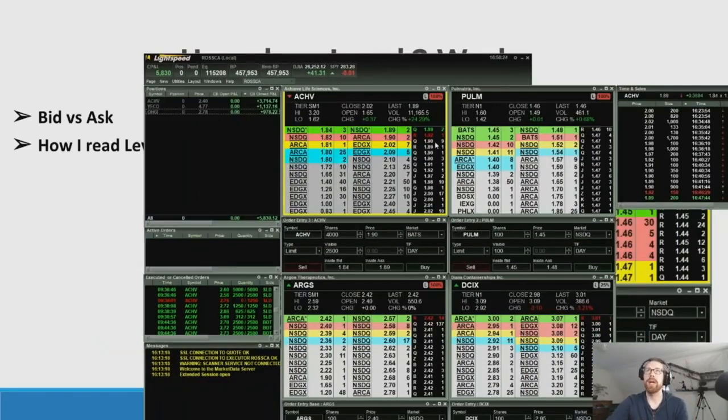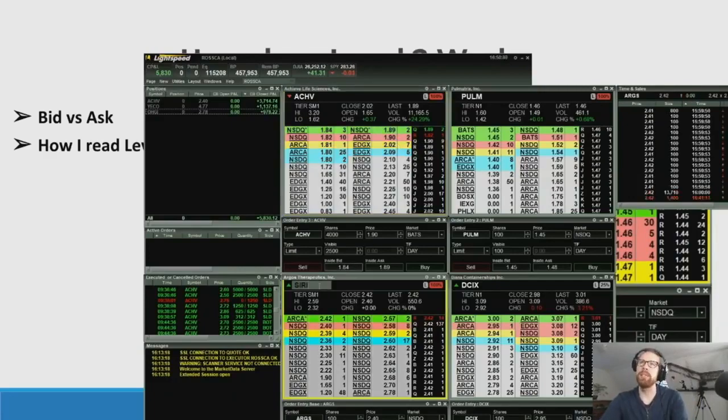All right, so anyways, going back to reading level 2, the first thing I look at is the spread. What's the spread look like? If the spread is relatively tight, less than 10 cents, maybe 5 cents or 6 cents at most, I'll think that, okay, that's not too bad. I then look at the depth of market. How spread out are all of the orders?